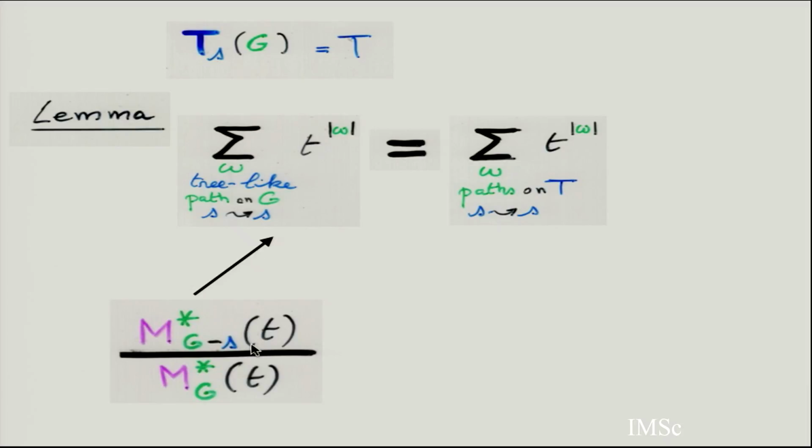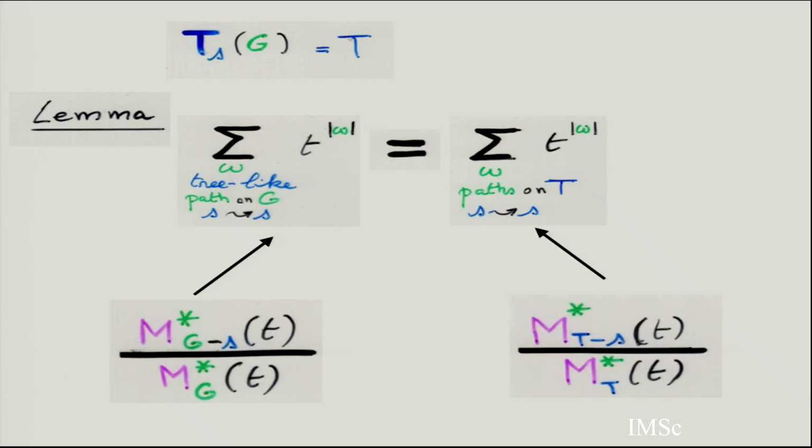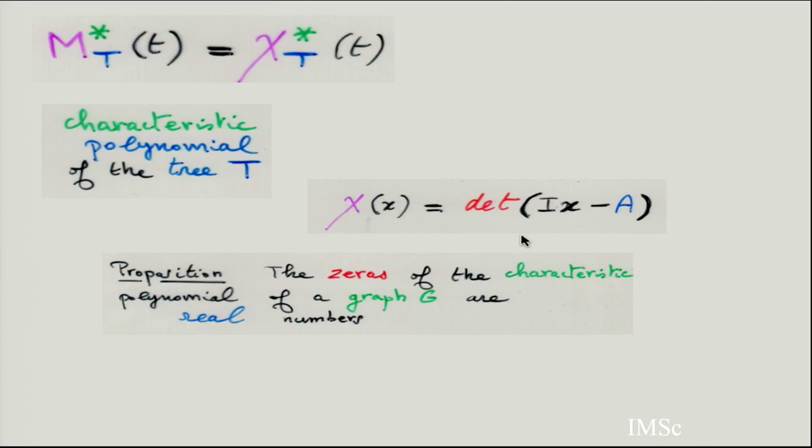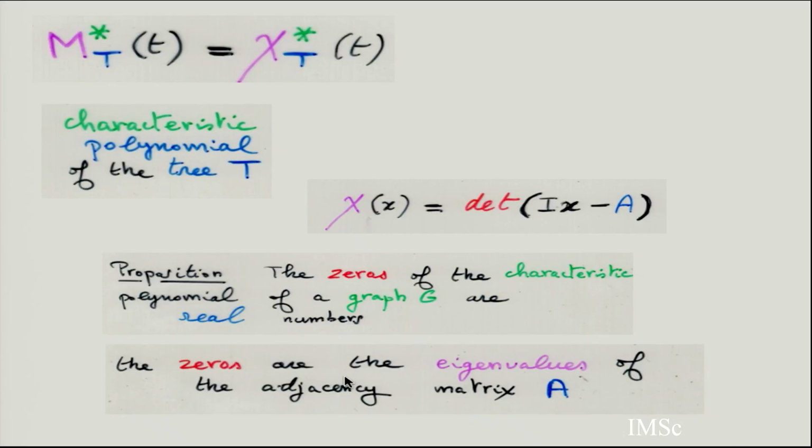So this derivative function is this. You guessed already the end of the proof. This generating function is a matching polynomial for the tree, but we know that the matching polynomial of the tree is a characteristic polynomial. And for this characteristic polynomial, the roots are real numbers, because the zeros of the characteristic polynomial are well known. They are the eigenvalues of the adjacency matrix, and the adjacency matrix is symmetric. So, classical theorem, the eigenvalues are real numbers.